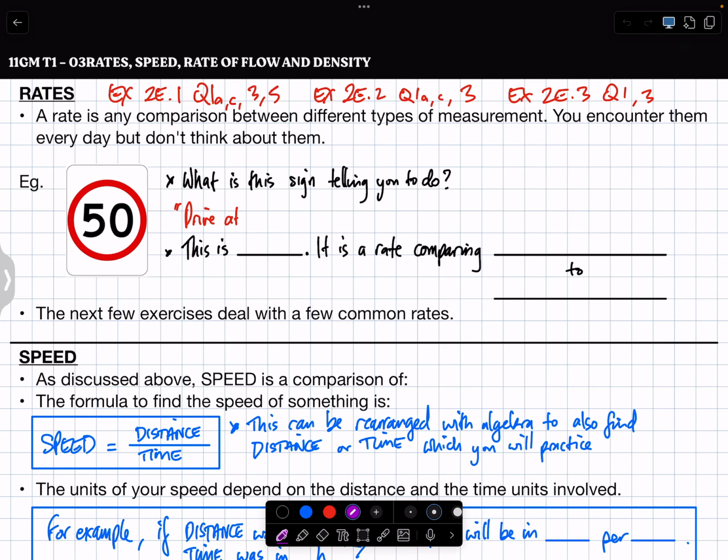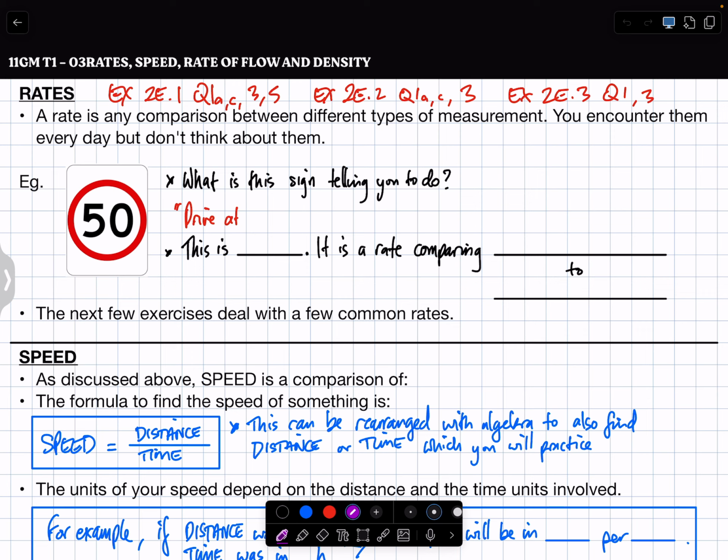All right, the next idea is completely different to absolute and percentage error. We're going to talk about rates. A rate is any time you compare between different types of measurement. You see rates every day, but you don't think about them.